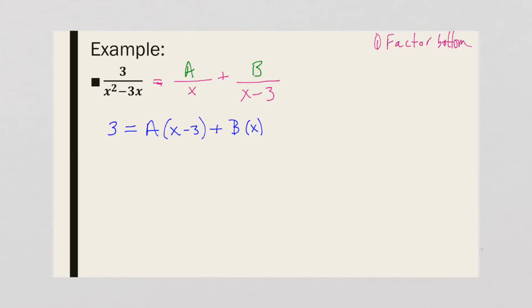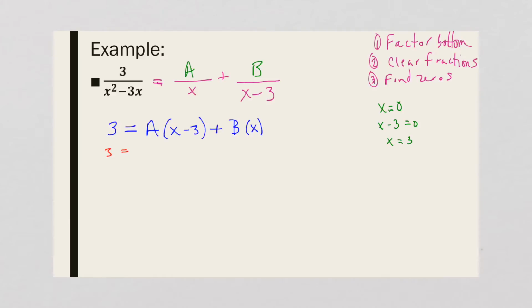Now before we can find A and B, we need to find the zeros. So we factored the bottom, then we cleared the fractions, and we need to find zeros. My zeros in this case are x equals 0 and x minus 3 equals 0. Well, if x minus 3 equals 0, then x has to equal 3. So I'm going to take each x value and plug it in anywhere the x's are. We're going to start with 0.